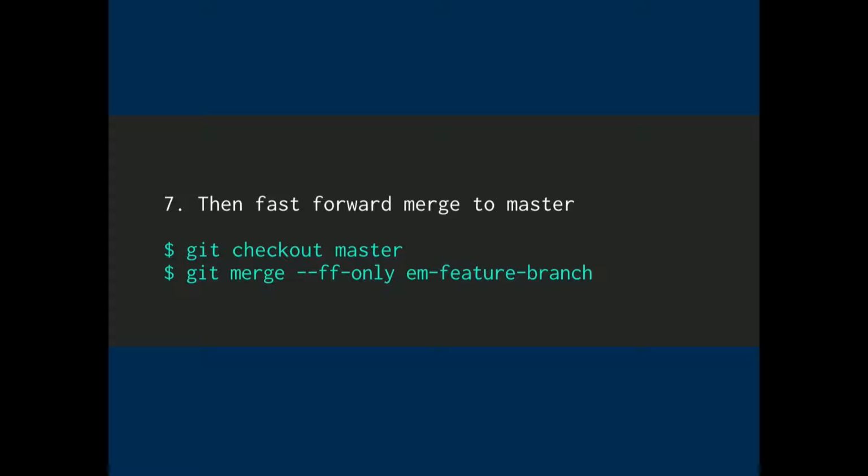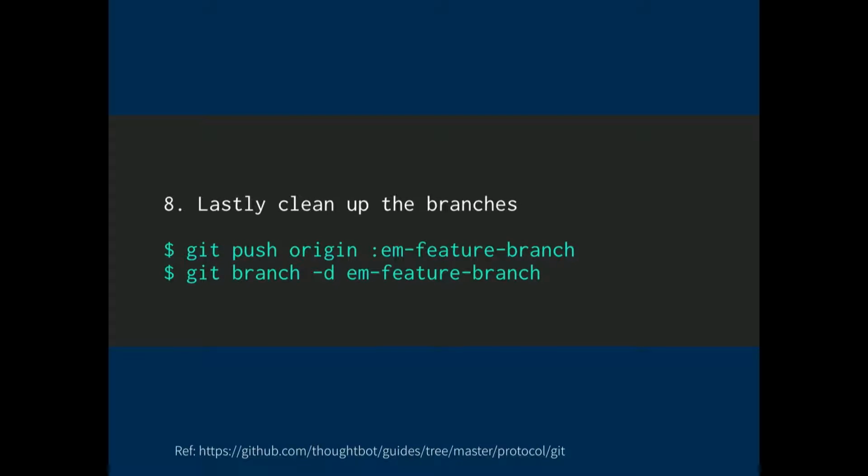Then I check out back to master, and I merge using fast forward only. Now, the default for merge is no fast forward, and we'll talk about this a bit later. And lastly, when I finish, I clean up all the branches. I don't leave any branches behind. So git push origin : and the branch name will delete it from origin, and then git branch -d will delete it locally from my environment.